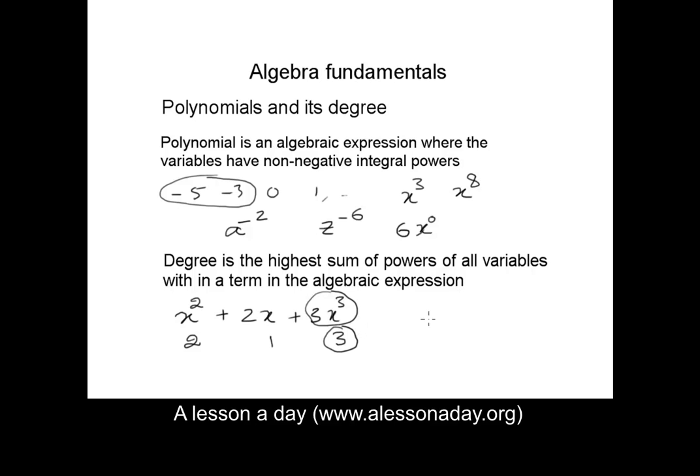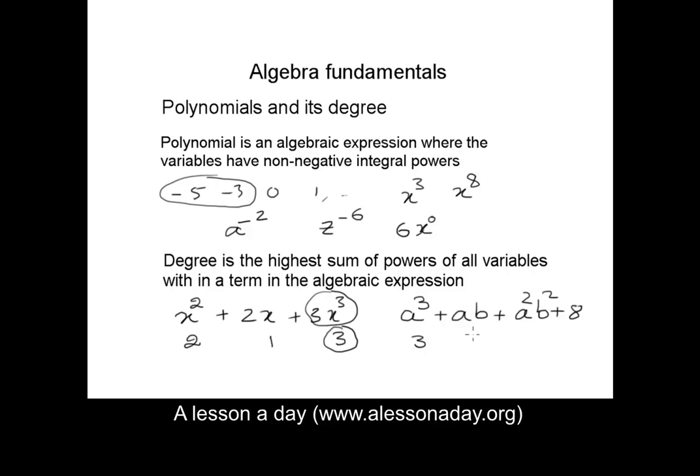Let's do another example. a to the power 3 plus ab plus a squared b squared plus 8. Okay, once again, let's pick each term and see what is the power of the variables in each term. The first term is a to the power 3. It's easy. Here the power is 3.